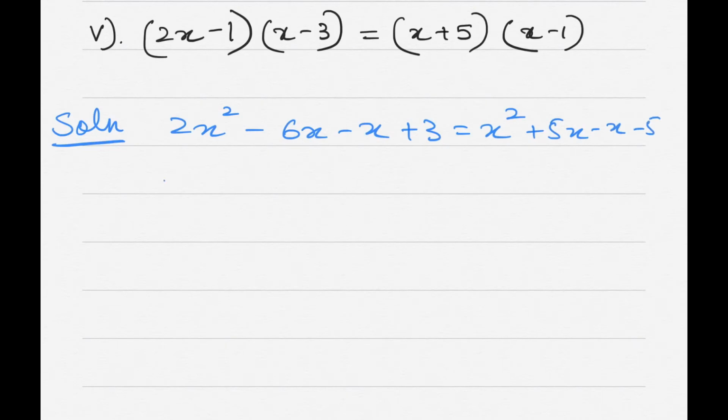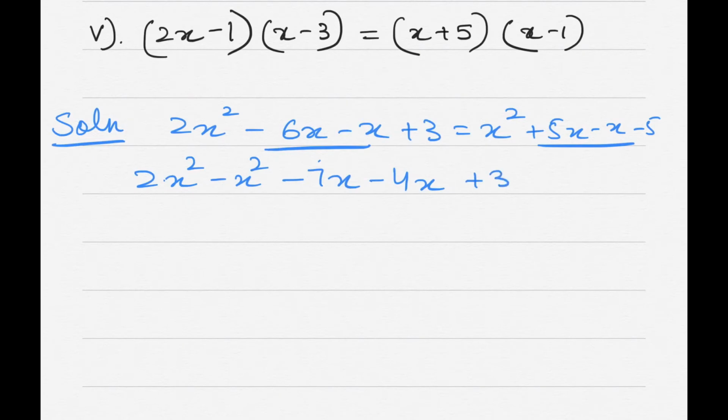Okay, now bringing everything on the left hand side and simultaneously solving these like terms. So 2x square minus x square, now this becomes minus 7x and this is 4x this side, so when it comes this side, it will be minus 4x plus 3 and plus 5 is equal to 0. Now this becomes x square, we are just solving with the like terms, minus 11x and plus 8 is equal to 0. So this is my equation.